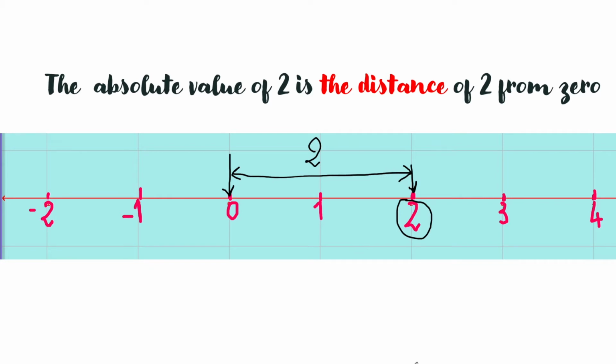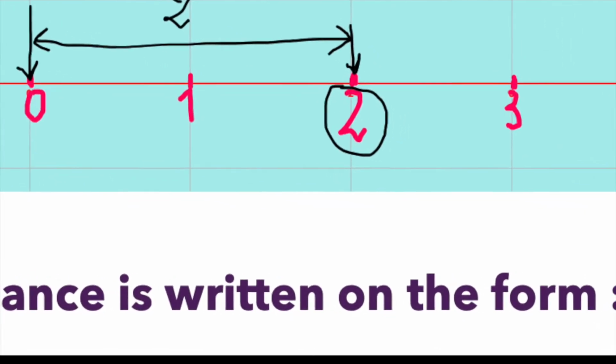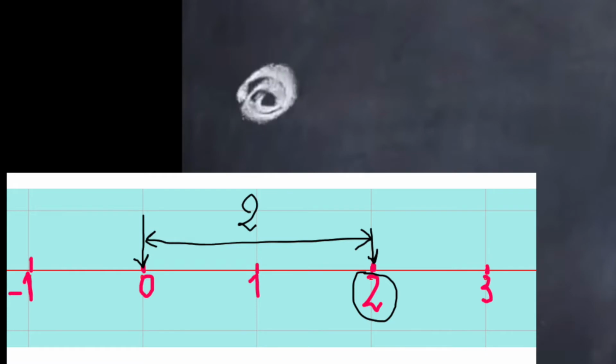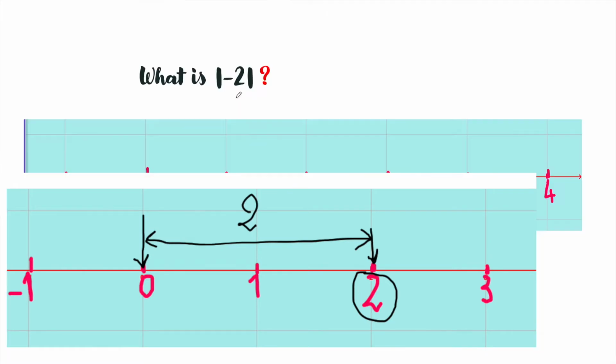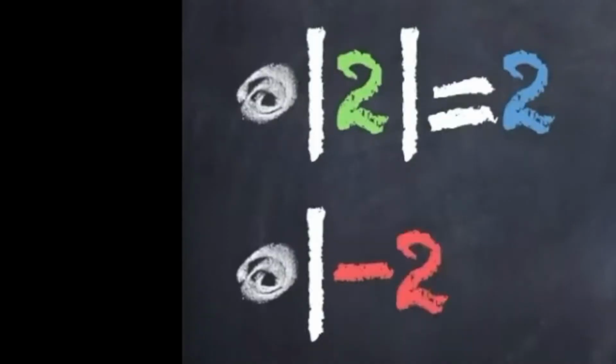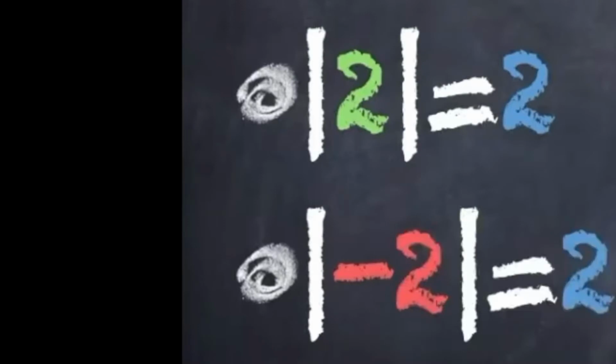Okay, we have a notation for the absolute value. The absolute value of this distance is written in this form. So we write the absolute value of 2 equals 2. Now what is the absolute value of negative 2? Here is negative 2. How far is it from 0? So we have 2 units. So in this case, the absolute value of negative 2 is 2. And we write the absolute value of negative 2 using the notation equals 2. Remember, it's a distance, so it's always positive. So the absolute value of negative 2 equals 2.